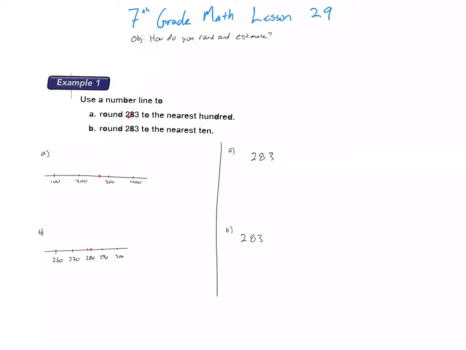It says round 283 to the nearest hundreds. So I'm going to put 283 on a number line with just hundreds on it. 100, 200, 300, 400. And notice that 283 is going to be between the 200 and the 300, but it's going to be closer to the 300. So since this is closer to the 300, I'm rounding to either the 200 or 300. I'm like, oh, it's closer to this one. So then I would just say my answer is 300.